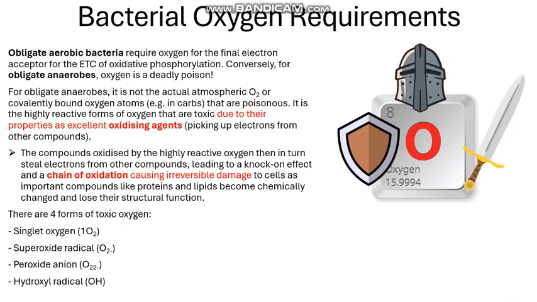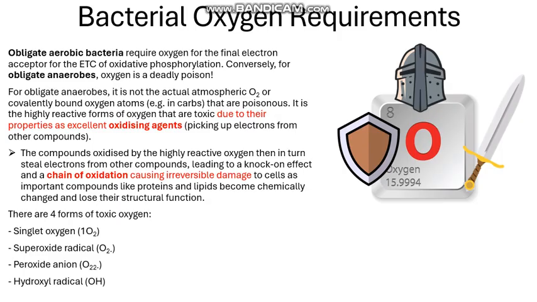For obligate anaerobes, it is not the actual atmospheric O2 or covalently bonded oxygen atoms, for example, the oxygen atoms in carbohydrates, that are poisonous. It is the highly reactive forms of oxygen that are toxic due to their properties as excellent oxidizing agents, meaning they're able to pick up electrons from other compounds. The compounds oxidized by the highly reactive oxygen then in turn steal electrons from other compounds, leading to a knock-on effect and a chain of oxidation causing irreversible damage to cells, as important compounds like proteins and lipids become chemically changed and lose their structural function.